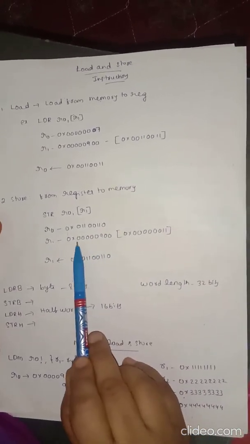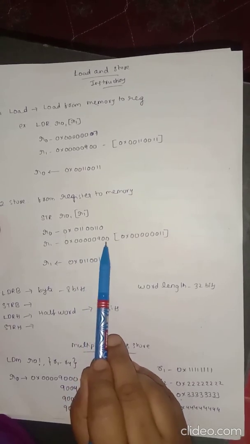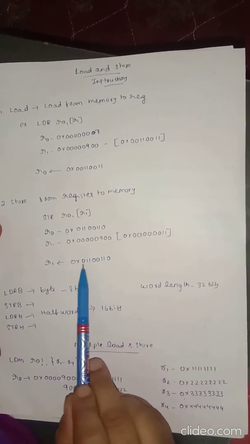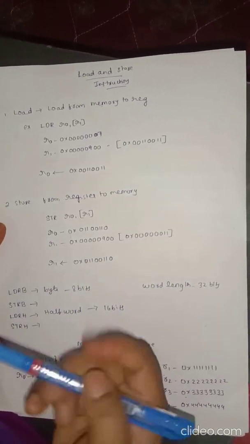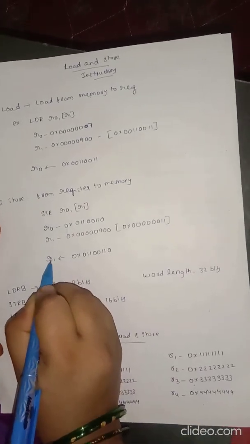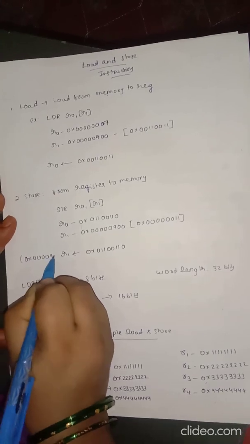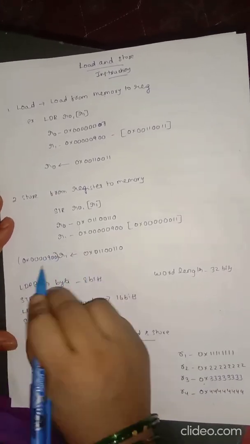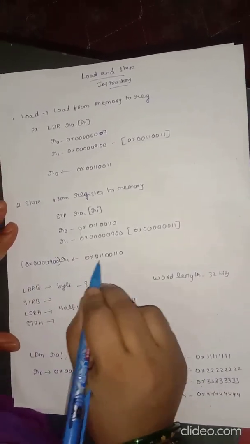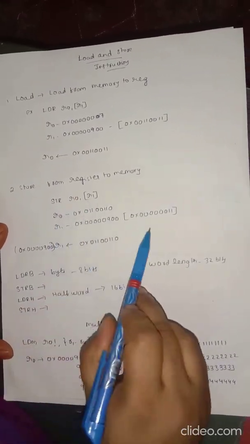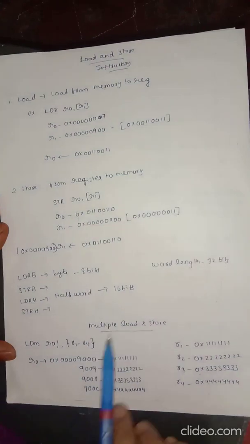So now in the 900 location you will have the data 0011 0011. So here this R1 is pointing to this location. In this location now you are having data. In this 900 location you will have this data. Means we are storing from register to memory. And load is from memory to register.